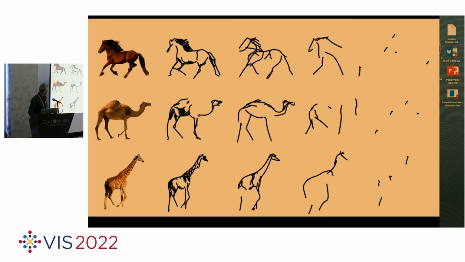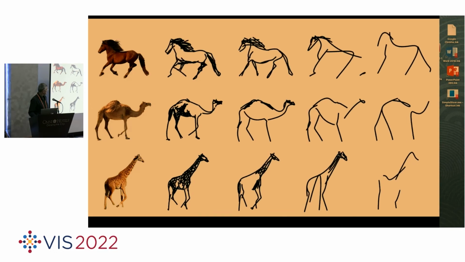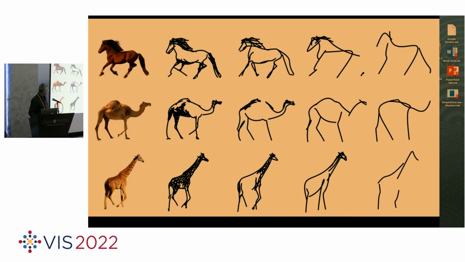So let's see some examples. What you can see here are some optimizations as they are running and slowly converging to the solution. And as you can see, when you go from left to right, you have a higher level of abstraction when we reduce the number of strokes.